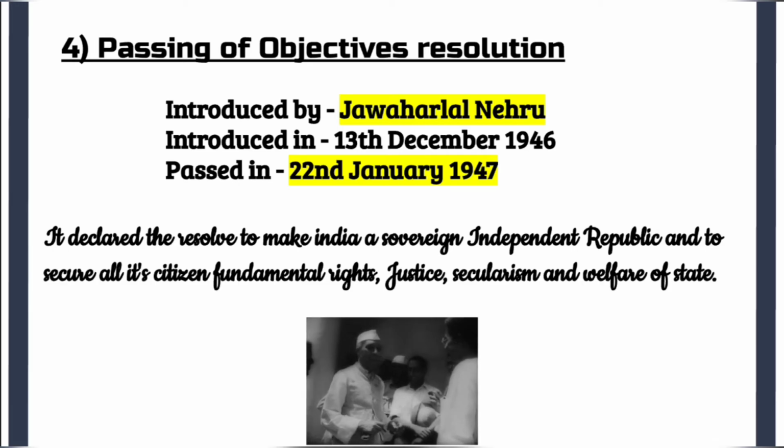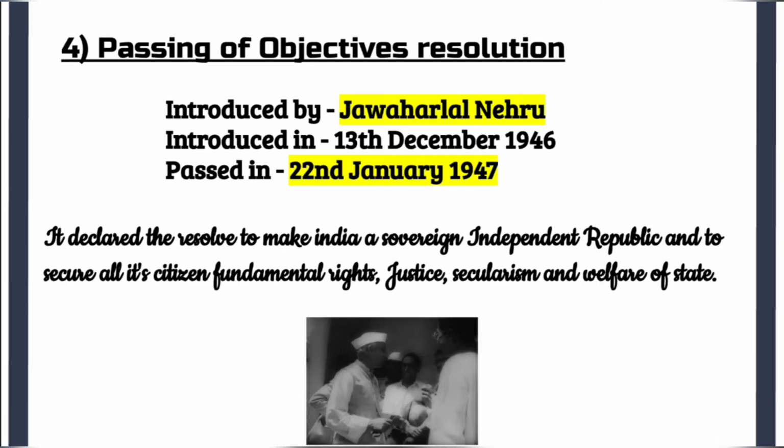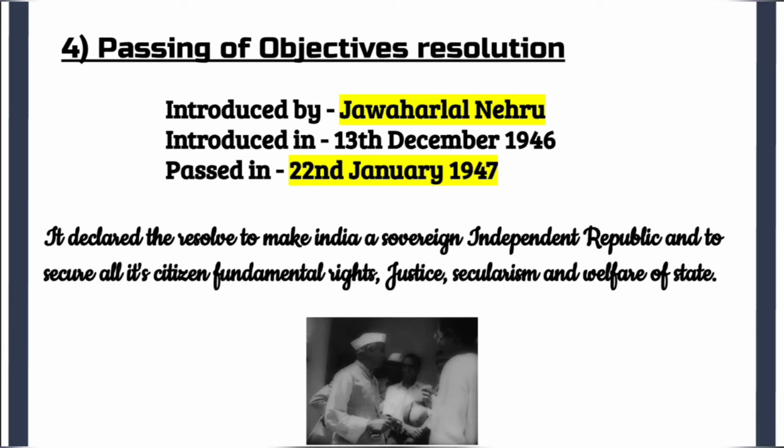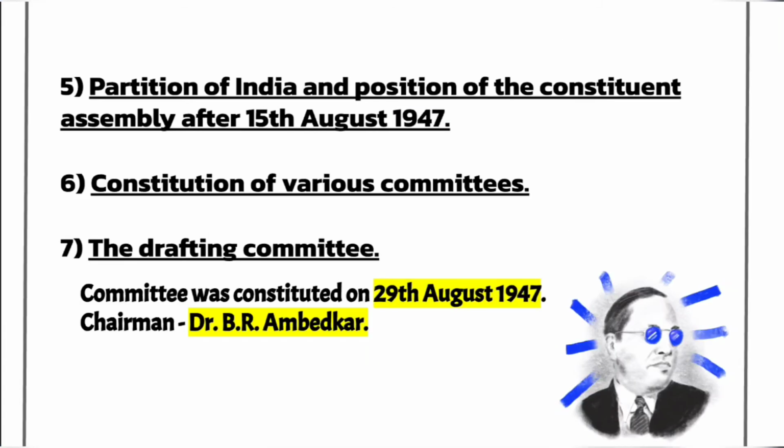The objectives resolution declared that India is to be made a sovereign independent republic, securing for all its citizens fundamental rights, justice, secularism and welfare of the state. All these terms we have used, sovereign independent republic, will be studied further. In the next part we will study all this. The fifth point of the making of the Constituent Assembly is the partition of India.